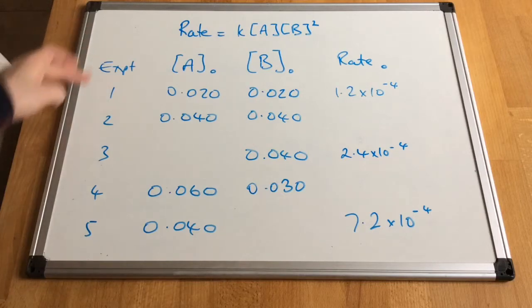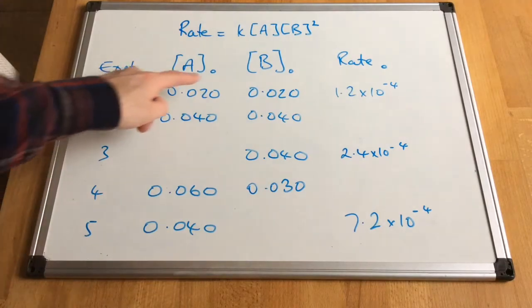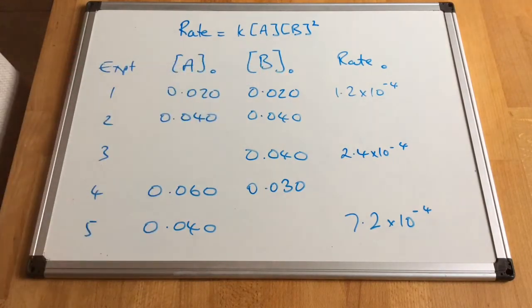Just to explain what the headings are. Obviously we've got 5 experiments, and they've been carried out with different initial concentrations of A and different initial concentrations of B, and the initial rate has been measured. Now I've not bothered with the units here just to save some space, but obviously we'd have moles per decimeter cube for the concentrations and moles per decimeter cube per second for the rate.